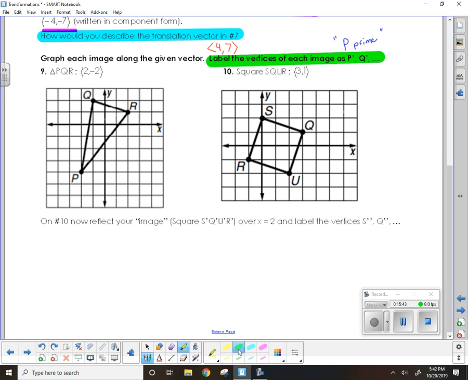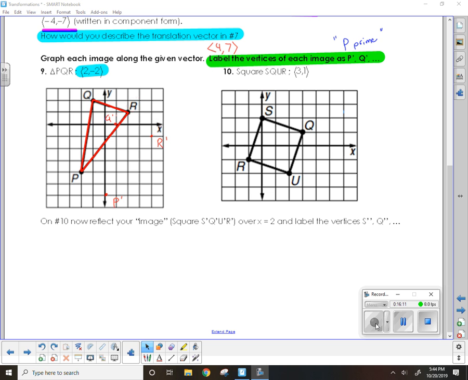So over here, we got PQR is supposed to translate 2, negative 2. So just a quick start, if I start at any point like point R, I'm going to go 2 to the right, so 1, 2, and then down 2, 1, 2. I'm going to end right here, and that's going to be R prime. So take a second, try and do Q prime, P prime, and then connect them.